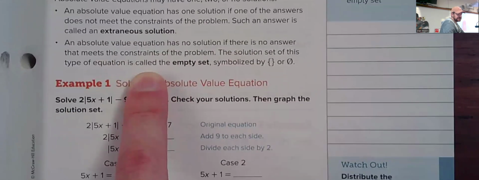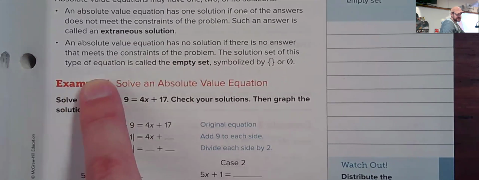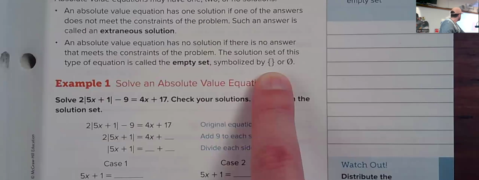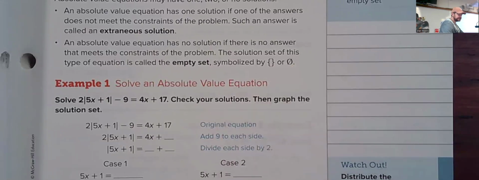An absolute value equation has no solution if there is no answer that meets the constraints of the problem. Generally speaking, it means it's equal to a negative, which doesn't work. The solution set of this type of equation is called the empty set, symbolized by 2 braces where there's nothing in it. It doesn't equal anything, or just a 0 with a slash through it. There are no numbers that work. Or you could write no solution. All right.